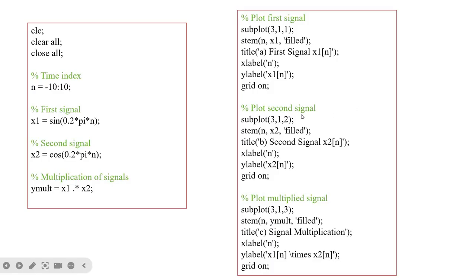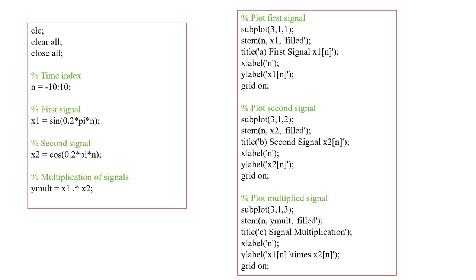Similarly you have to plot the second signal. Okay, this is for the second input signal. After that, this is to plot the multiplication of the two signals, that is, the multiplied signal will be plotted here. This will display the product of the two signals, and each output sample is obtained by multiplying the corresponding samples of x1 of n and x2 of n.